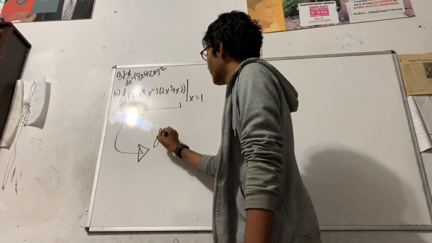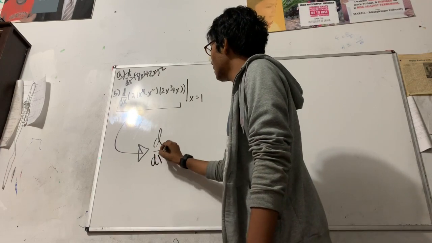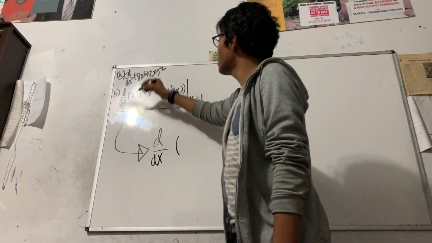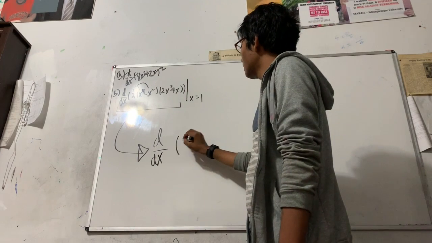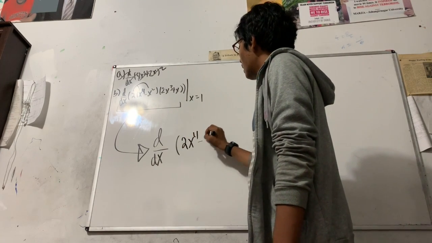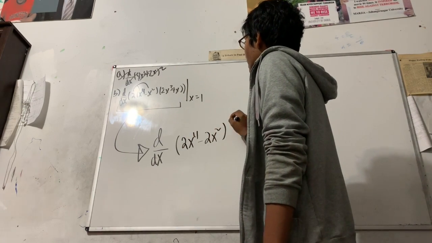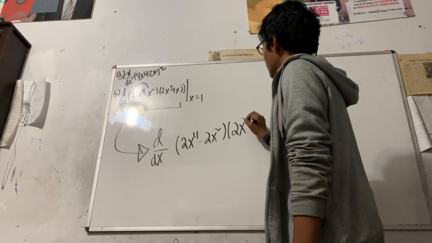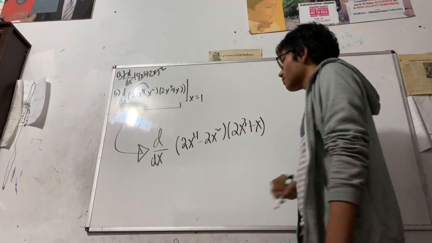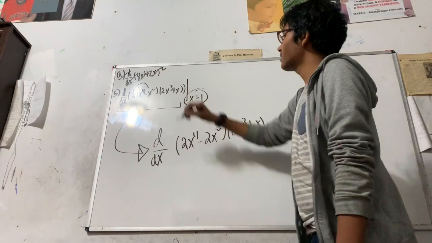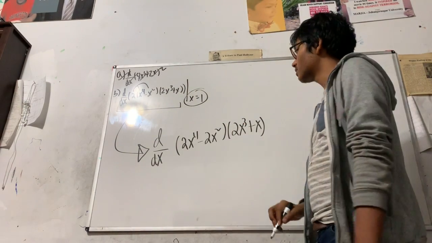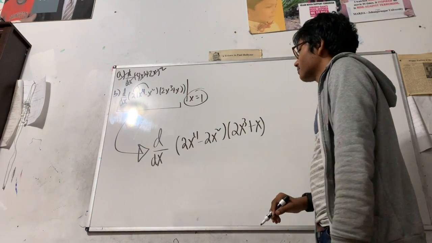Well, let's first write out the function d over dx of, let's distribute this 2 to x to the 4th and x squared. So I get 2x to the 4th minus 2x squared times 2x cubed plus x. Alright, great. Remember, we're trying to find the tangent line of this function at x equals 1. So keep that in mind.